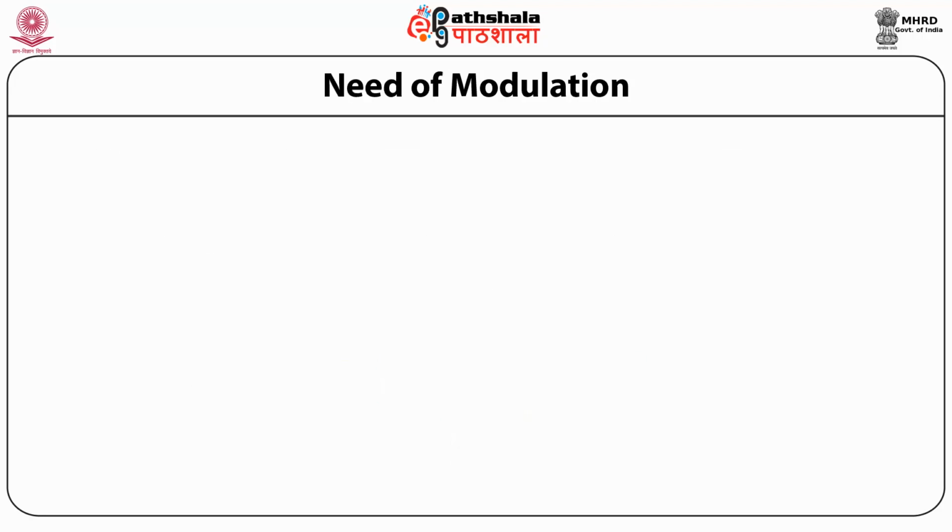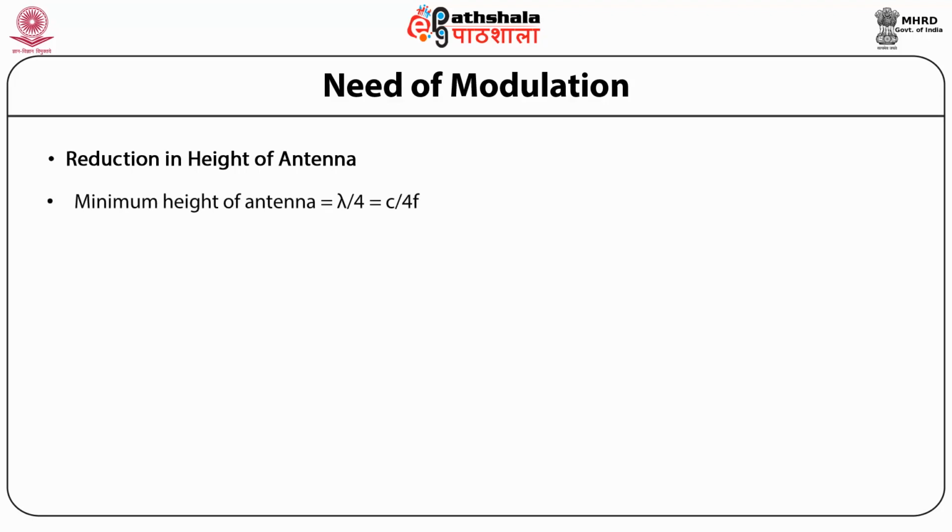Now the question arises, what is the need of modulation? Number 1, reduction in the height of antenna. The minimum height of antenna is lambda by 4, which is equal to C by 4f. So, let's say f equals 10 kilohertz. If we calculate C by 4f, it is equal to 7500 meters.